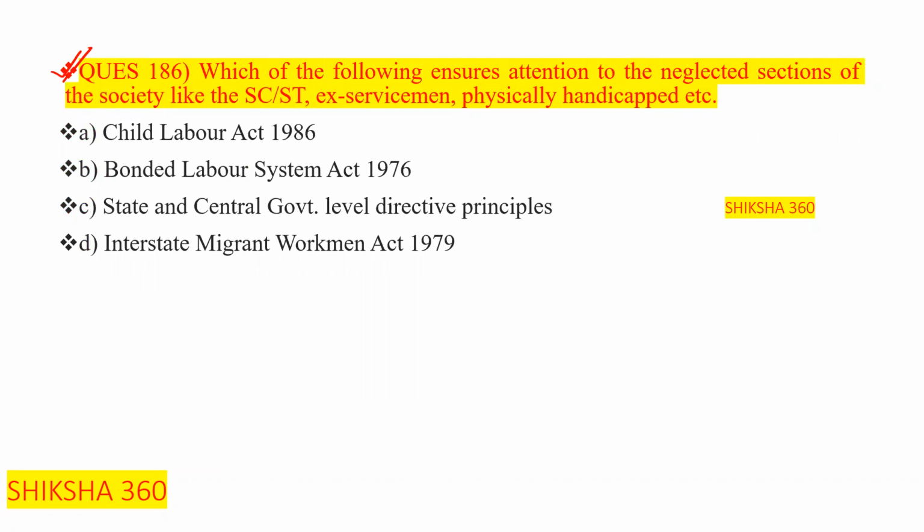First option is Child Labor Act 1986. Second is Bonded Labor Act 1976. Please remember these acts, because we have to discuss questions on them too. There is nothing to understand here, you just have to remember these things. Third option is state and central level directive principles. Fourth is Interstate Migrant Workmen Act 1979. Option C is the answer: state and central government level directive principles ensure attention to the neglected sections of society like SC/ST, ex-servicemen, physically handicapped, etc.